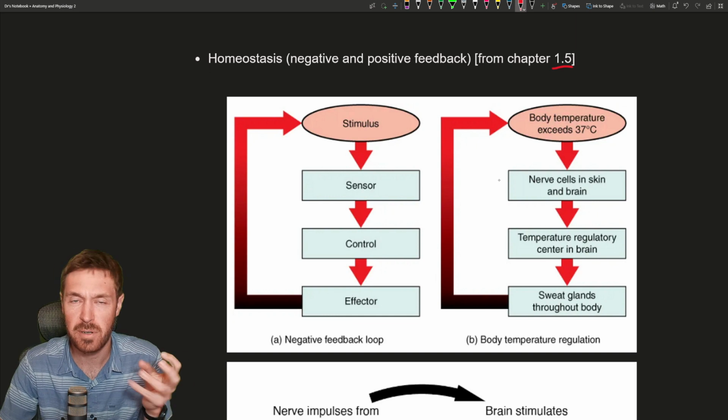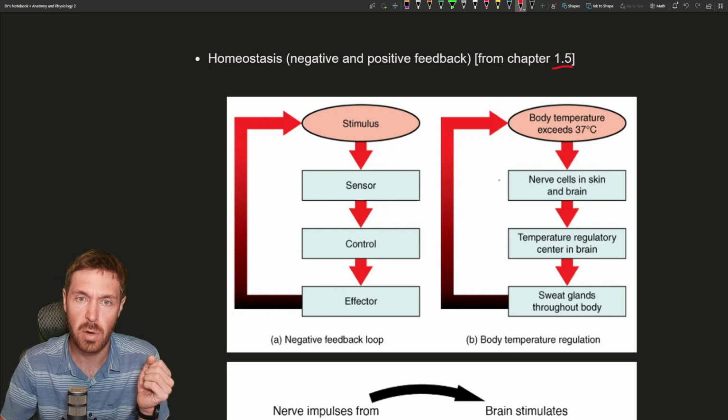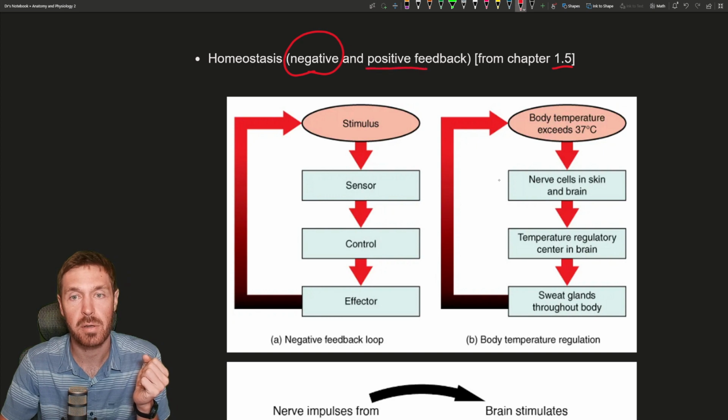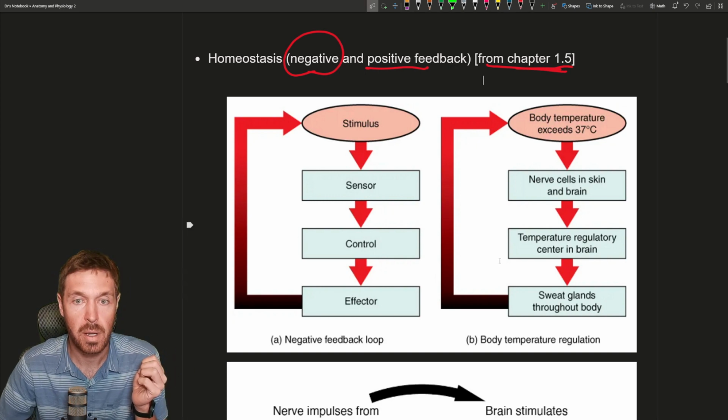So there are two different kinds of homeostasis. Most homeostasis in our body is what's called negative feedback, but there are some examples of positive feedback as well. Again, if you want to read about this, this is from chapter 1.5 in the OpenStax book.